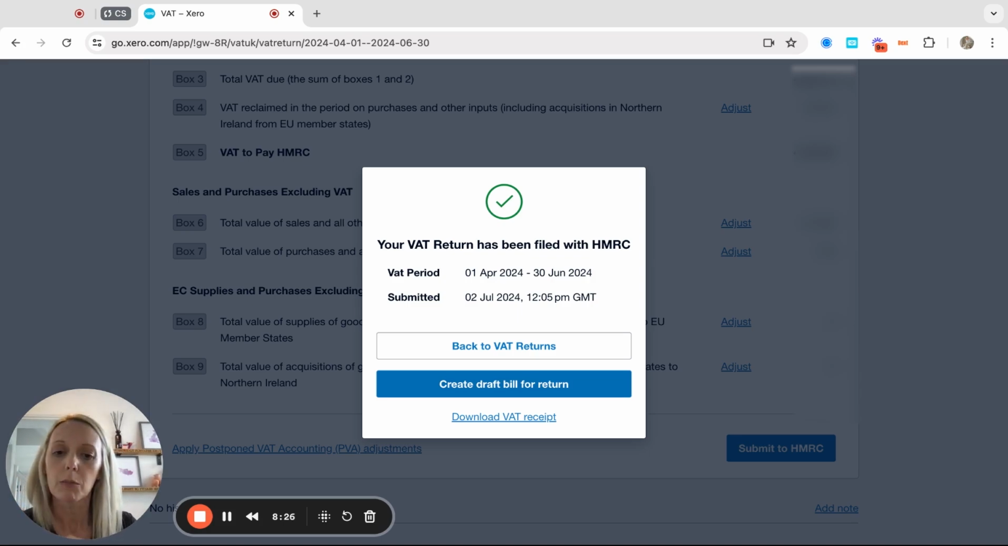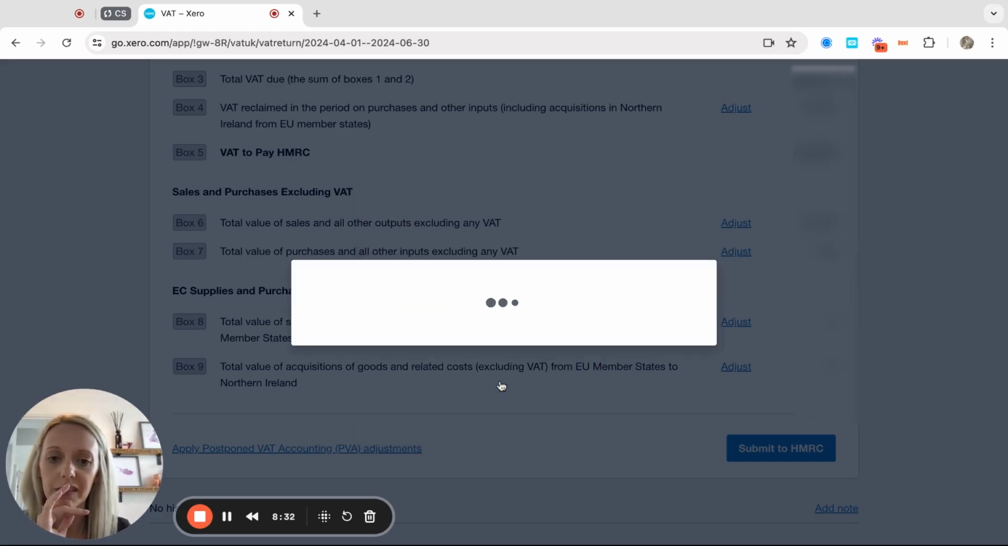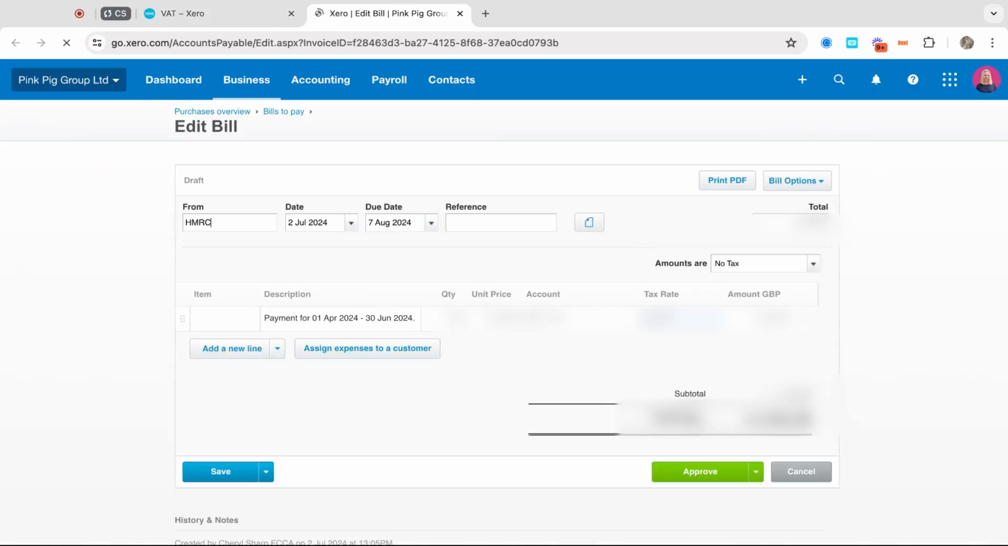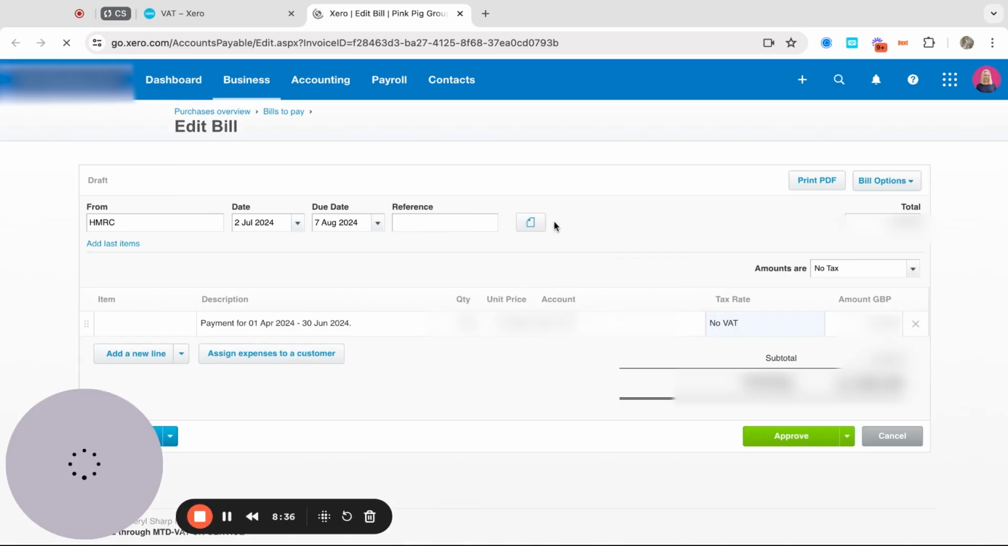But if you're going to be doing the bill, paying it later, I would always recommend creating a draft bill for your return. It will then take you to a bill and you can approve this as normal, and it will then sit in your awaiting payments like all your other bills, so you can remember to pay it.